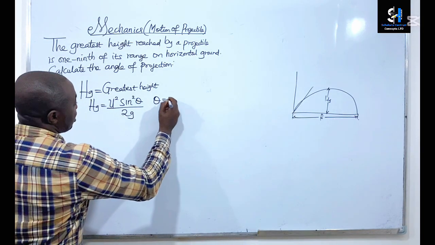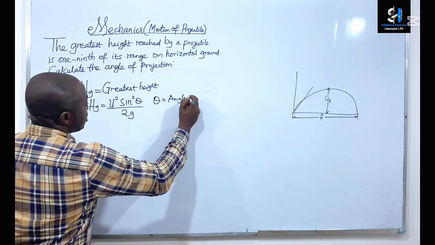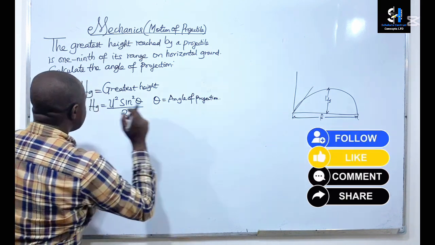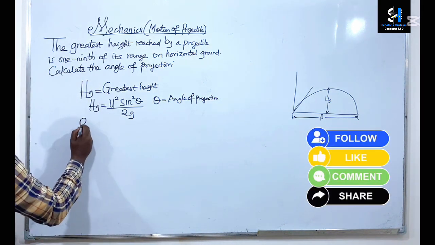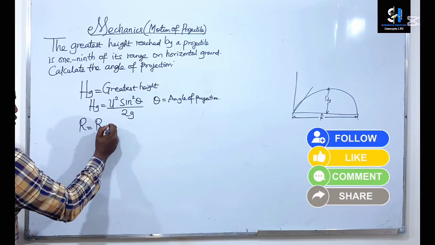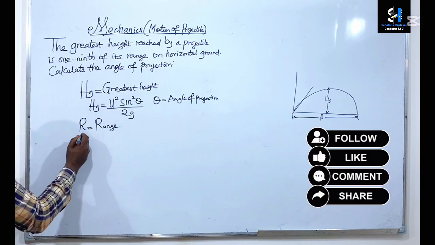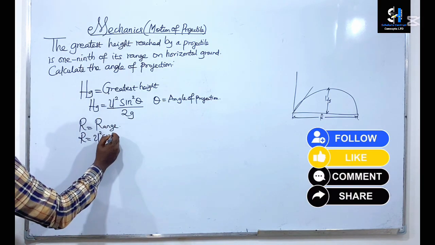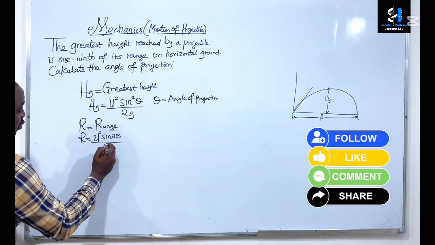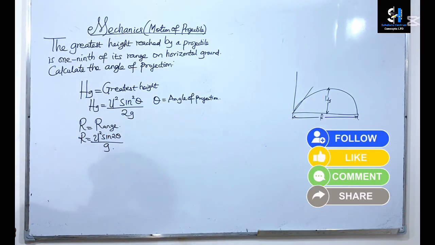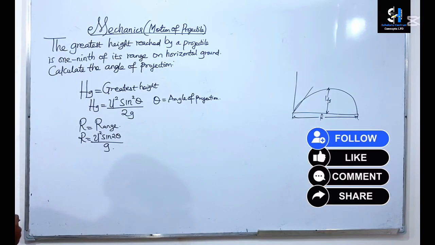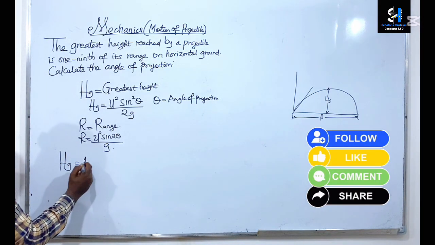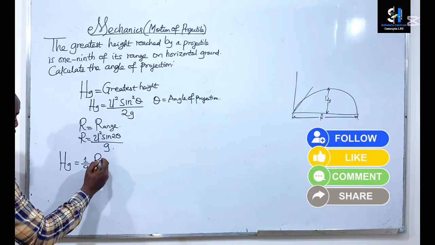Now let's not forget that theta is the angle of projection. Now for range, R is the horizontal range. So range equals u² sin² theta over g, which is acceleration of free fall. So according to the question, the greatest height is equal to 1/8 of the range.